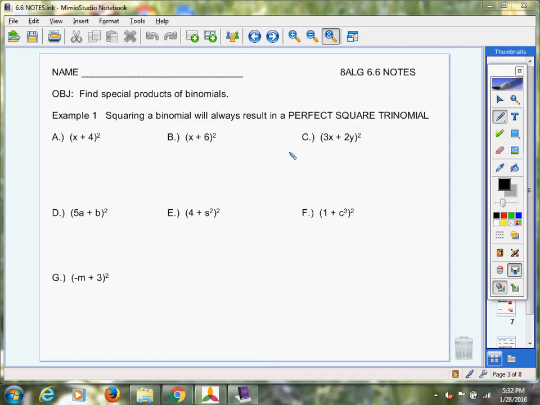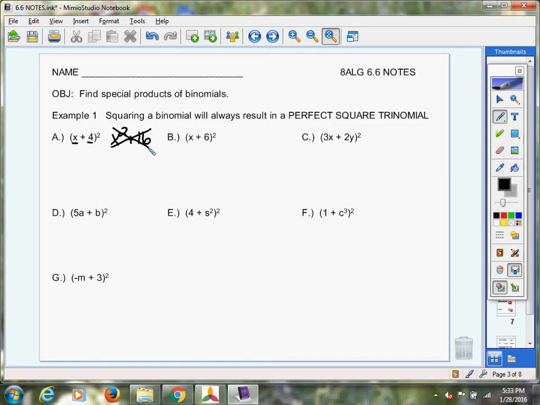Okay, so squaring a binomial. Here's how to do it wrong. You go, okay, I'm going to square x and get x squared. I'm going to square the 4. Okay, I'm done. No, you're not. You just missed the whole problem. That is not the answer, my people. That is not how you do it.